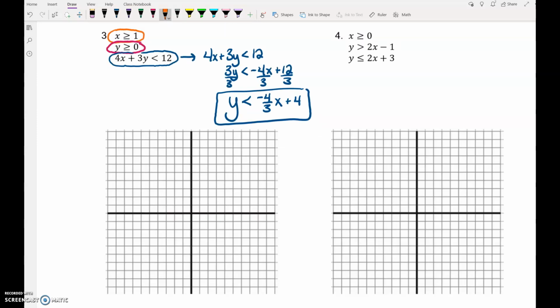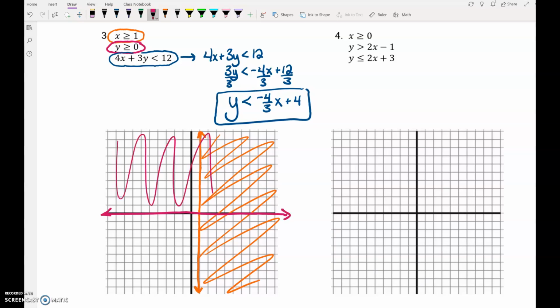One is x greater than or equal to 1. That's a vertical line at 1, and it is a solid. And when it's vertical, you can't think of greater than as up. You have to remember that x values are bigger to the right. So this one would be shaded to the right. The second one is a horizontal line at 0, which is kind of weird because you're retracing the x-axis. And it's greater than, so we're looking at up.